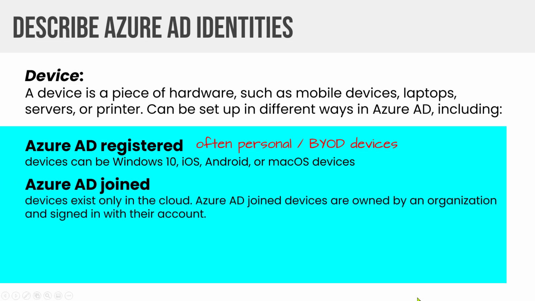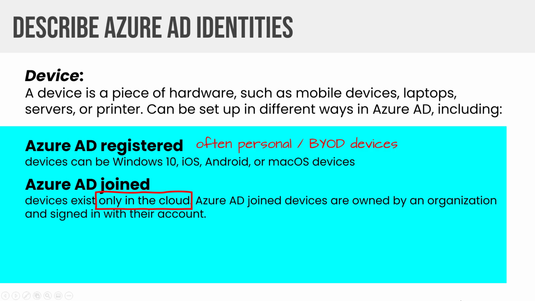And then we have Azure AD joined, where these devices exist only in the cloud. Azure AD joined devices are owned by an organization and signed in with their account. The key here is only in the cloud. So Azure AD join is intended for orgs that are managing that device that they own and they want to be cloud first or cloud only.